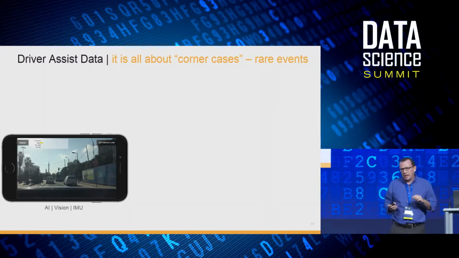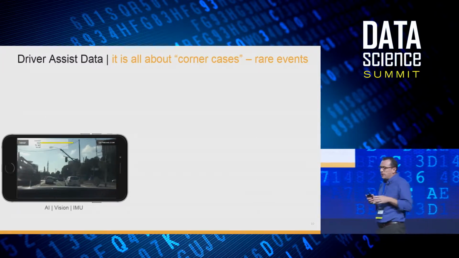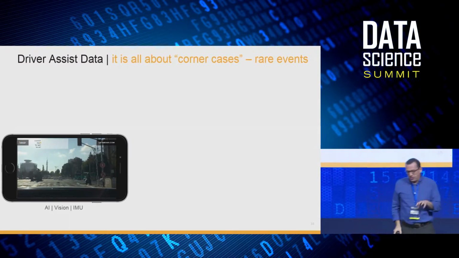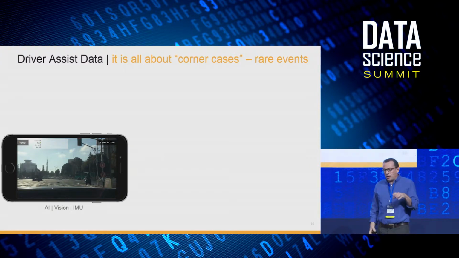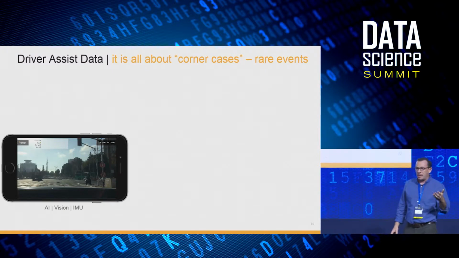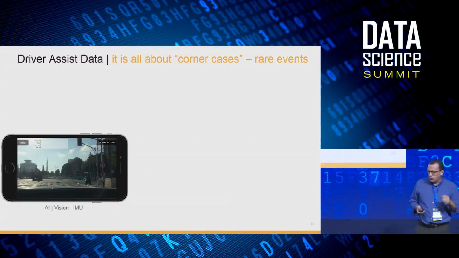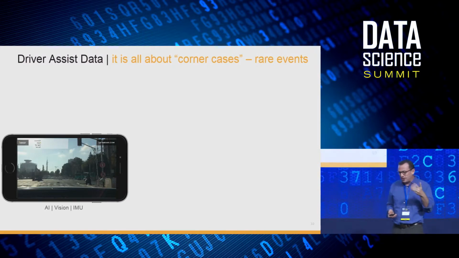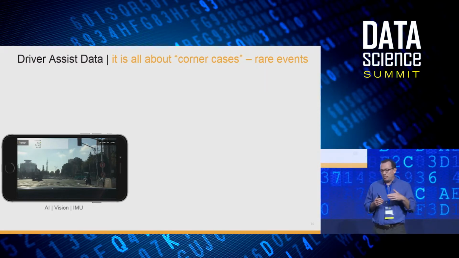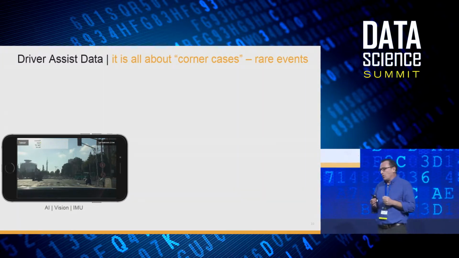To put things in context, driver assist data is all about corner cases. I think you can see here some interesting corner cases. If you actually want to build a warning system, it's not enough to get to 90% accuracy. You actually want to get to 99% accuracy. And the way to do that is to continuously capture the rare, dangerous scenarios, and automatically update your system to recognize them and constantly improve.